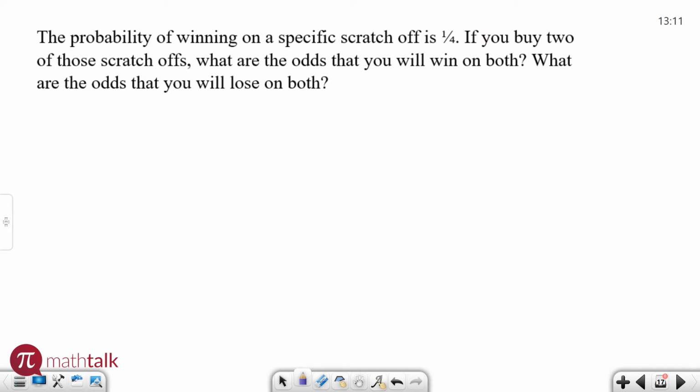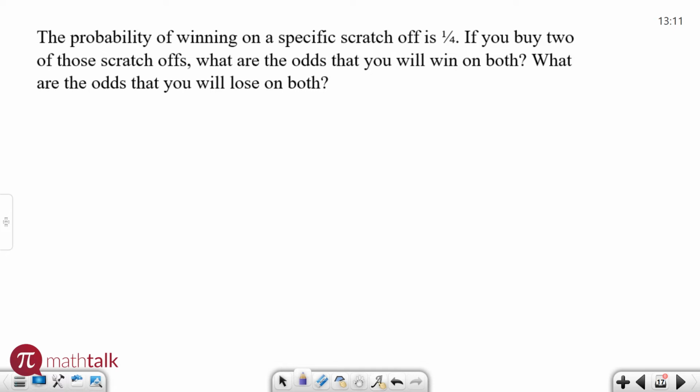Another probability question tells you right off the bat. A slightly different type of probability, but still probability. The probability of winning on a specific scratch-off is 1/4. If you buy 2 of those scratch-offs, what are the odds or probability that you will win on both of them? And then on the reverse, what are the odds or probability that you will lose on both?